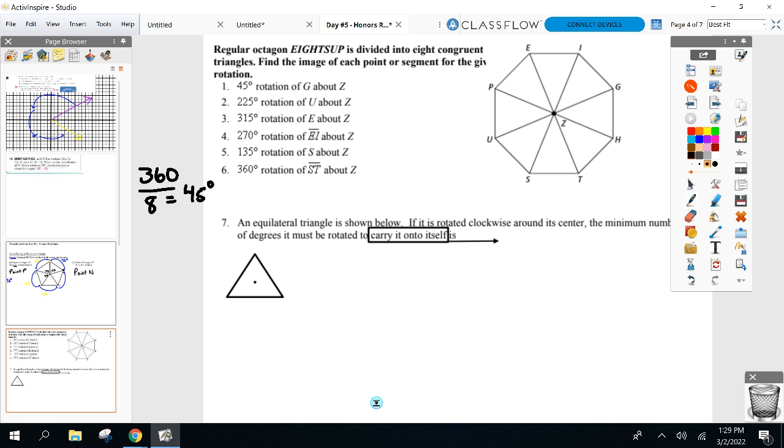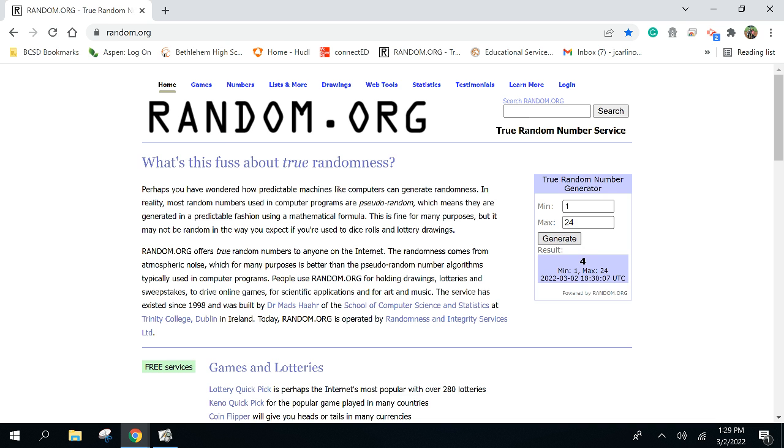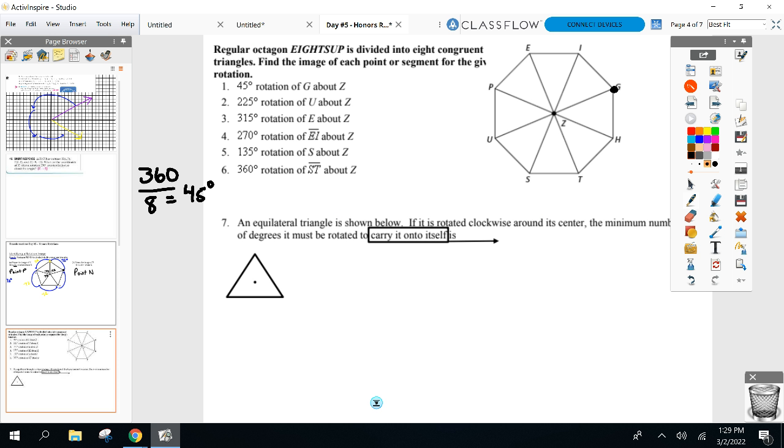So let's do the first one together, and then you guys have 2 through 6 in your group. So a rotation of point G, 45 degrees. Point G, 45 degrees. Where do we end up? Point I. Good work. And then you guys go right ahead.